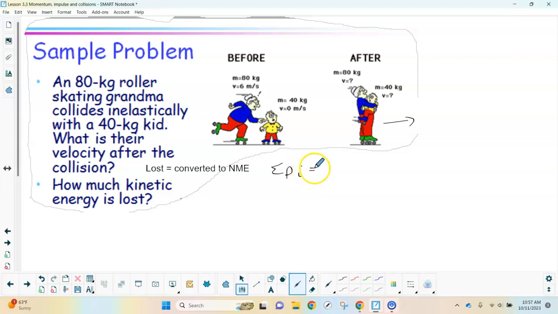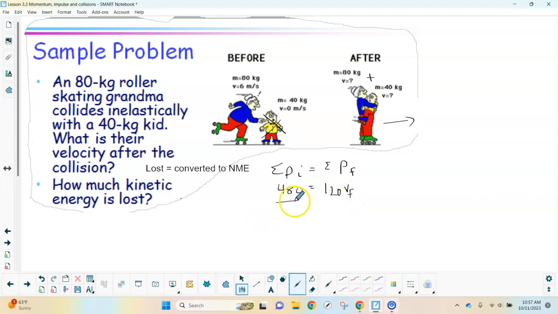The total momentum before a collision should equal the total momentum afterwards. Now, this one's a little bit different because this person's stationary, so they don't have any momentum in the beginning. So it's just grandma's momentum. So it'll be 80 times 6, so that's 480. And afterwards, they're moving together. So if they're one object together, you're going to add the masses. So this is 120 VF.